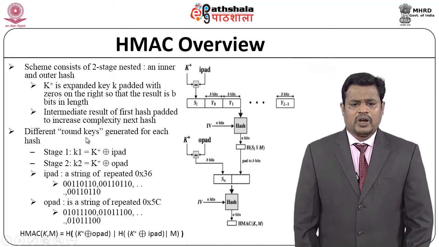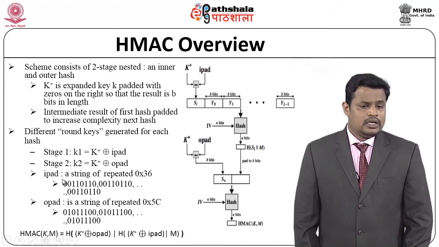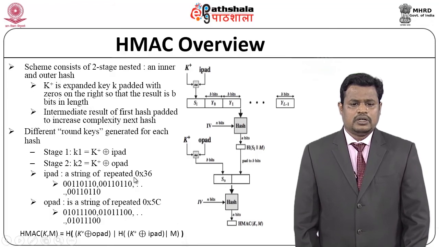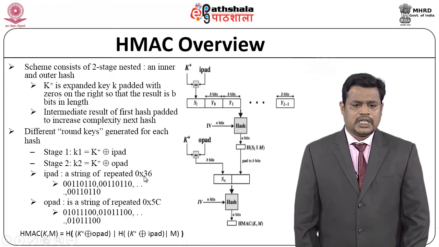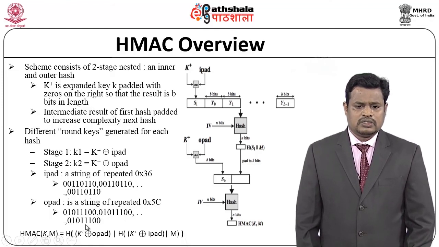So here we have different round keys generated for each hash. Stage 1: K1 is equal to K plus XOR of I pad, this is what is used as K1. K2 uses the O pad, the output pad, in stage 2. The I pad is a string of repeated 0x36, that is the bit pattern of hexadecimal value 36, and the O pad is the string of repeated 0x53.